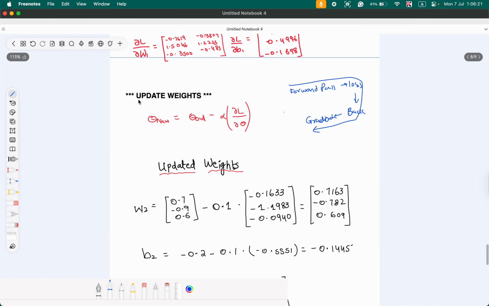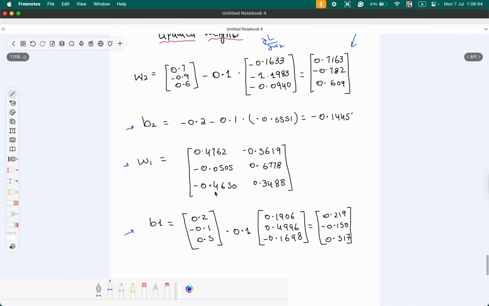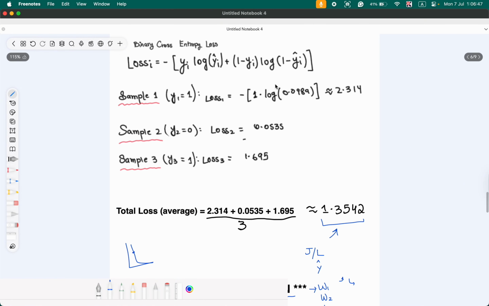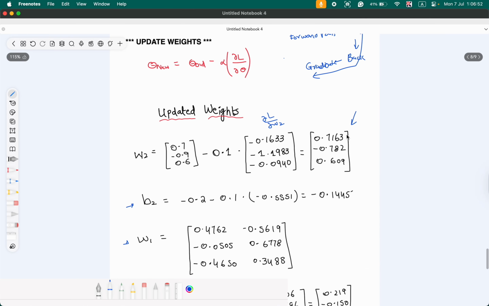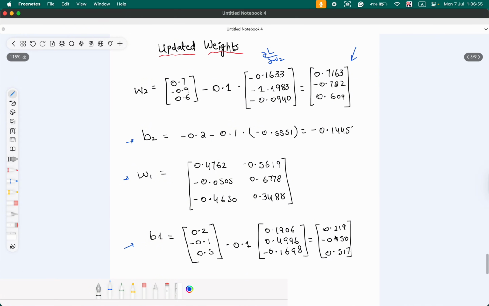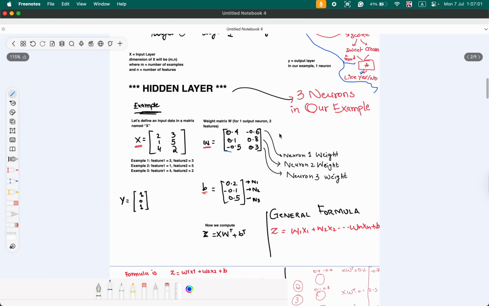So here you can see that after using the updated weights, here I'm using the formula W2 minus alpha multiplied by delta L over delta W2, and it gives me this updated W2 weight matrix. Same for B2, W1 and B1. So here you can see that this was just a single iteration, right? So now what we will do is we will use the W2, B2, W1 and B1, and replace these in place of these old weights.